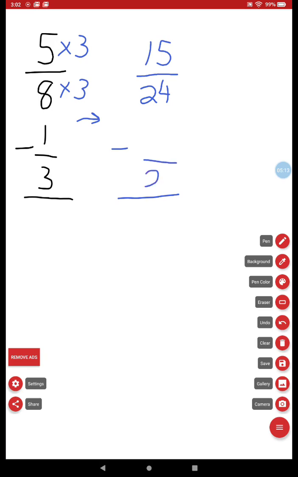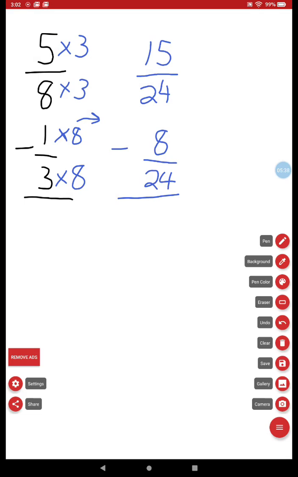24 is my new denominator. How do you change a 3 into a 24? 3 times 8 equals 24. Whatever I do to the denominator, I do to the numerator. 1 times 8. 1 times 8 is 8.